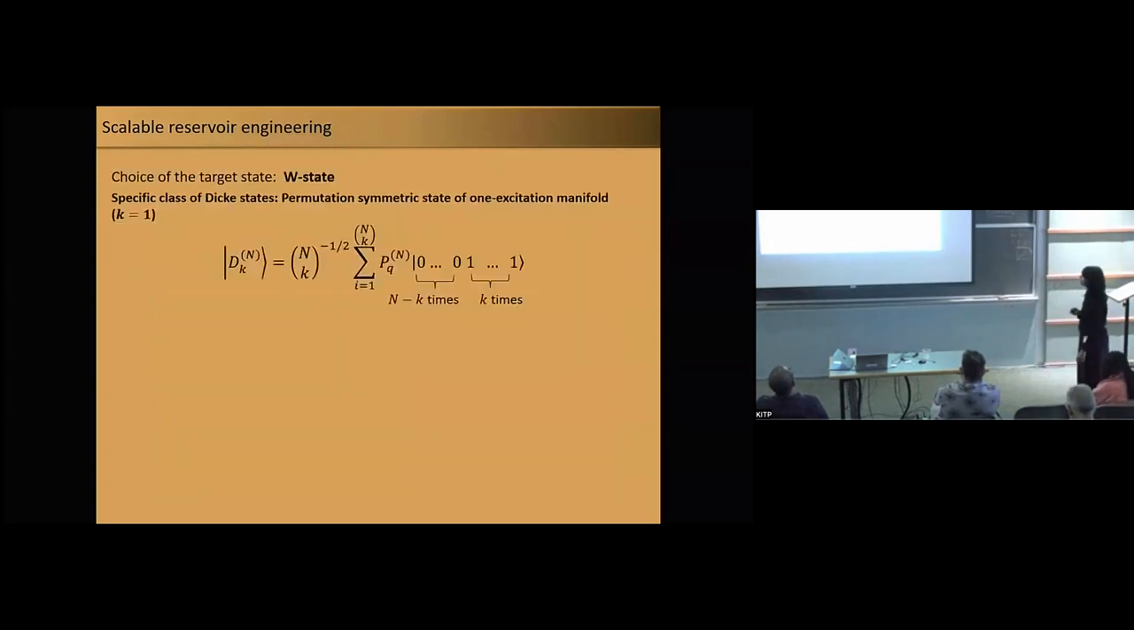do. So the choice of the target state which we made for this was the W state, which is a specific class of Dicke states. It's actually a permutation symmetric combination of a fixed number of excitations in n qubits. We are going to particularly use k equal to 1, so 1 excitation distributed in n qubits.